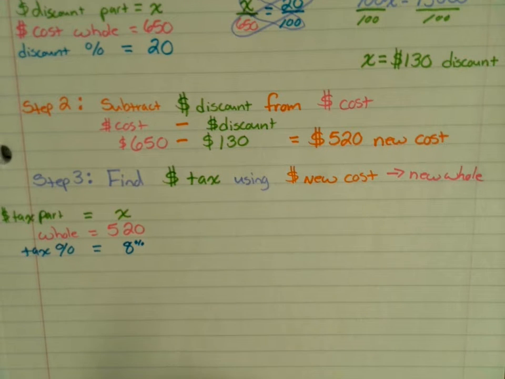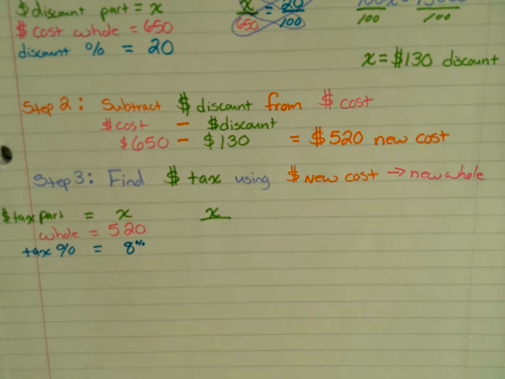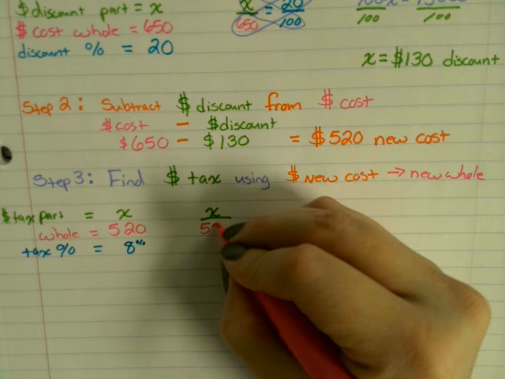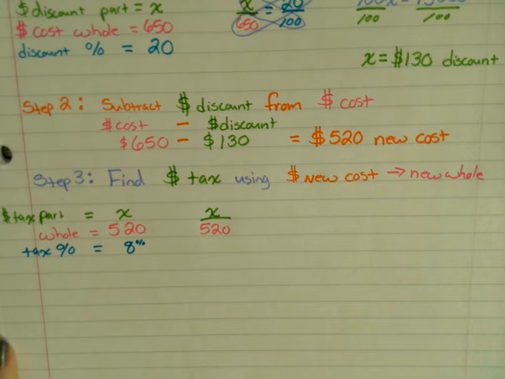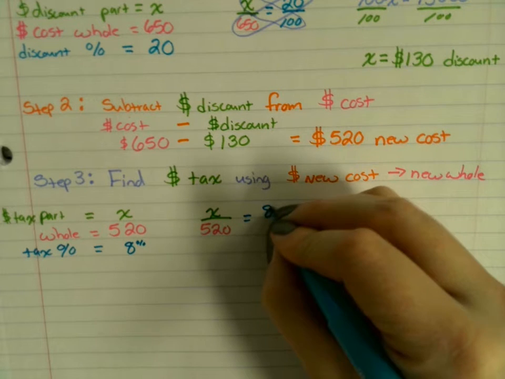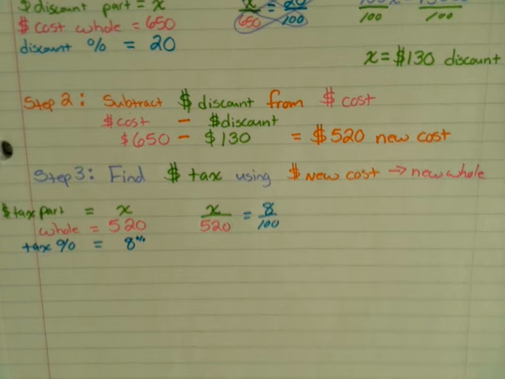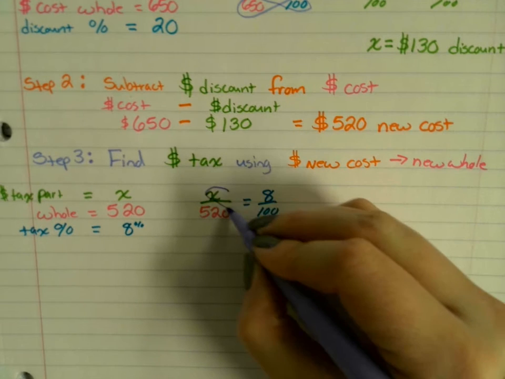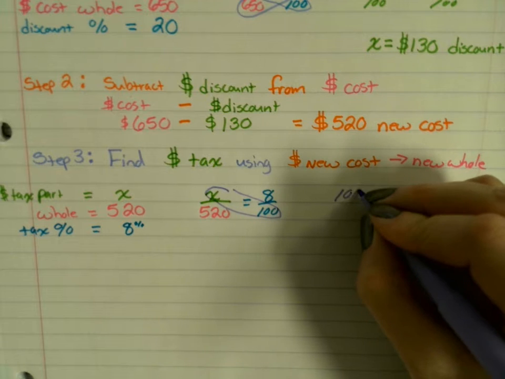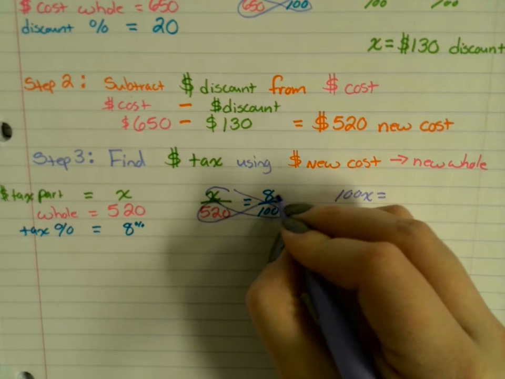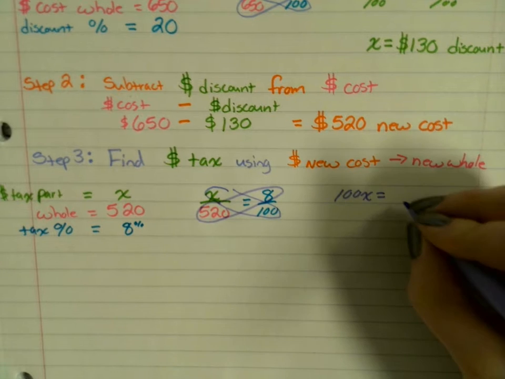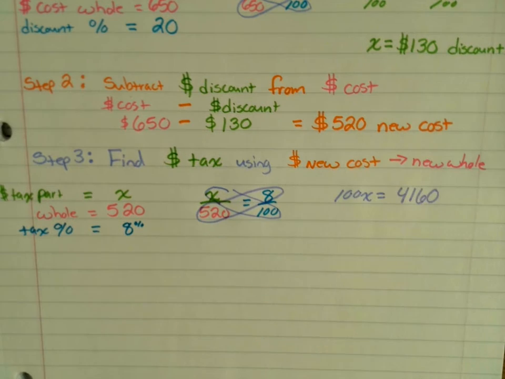Now I can set it up just like I did in step 1. I can set it up as X over 520, because that's my new discounted total. And that's going to be set equal to 8 over 100, because it's 8% for tax. Okay, then we're going to do our cross product. We're going to multiply 100 times X, and we're going to multiply 520 times 8 and get 4,160. From here, we would then divide by 100.